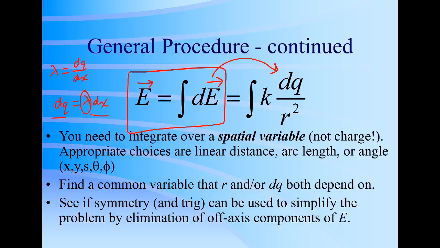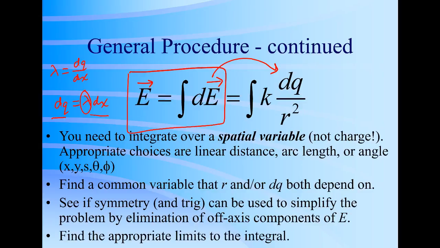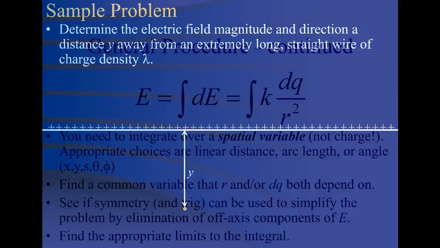Then it's often useful to use symmetry and trig to simplify the problem by eliminating off-axis components of E. And what we mean by that is that sometimes the geometry will allow pieces of the electric field to cancel, and we'll explain that further. Finally, you put in limits to the integral and you evaluate it, and hopefully you get an answer that makes sense. And this is cut off, but the last point to make is that you really want to spend time setting things up. That's where all the good physics is.